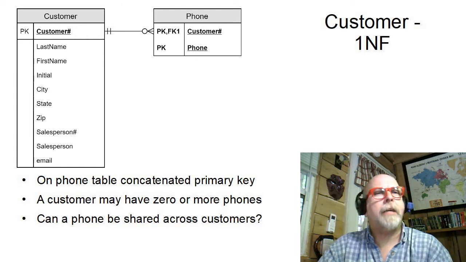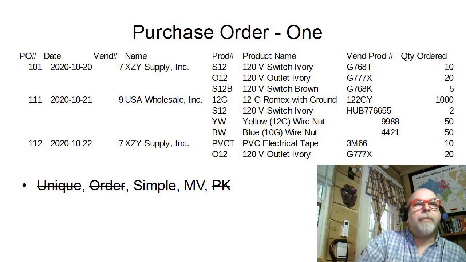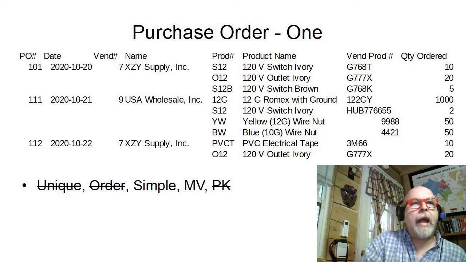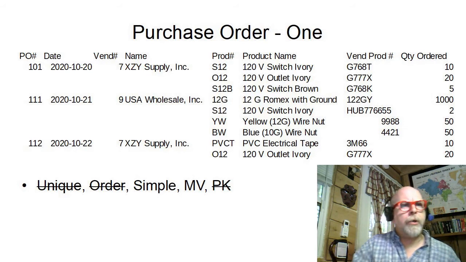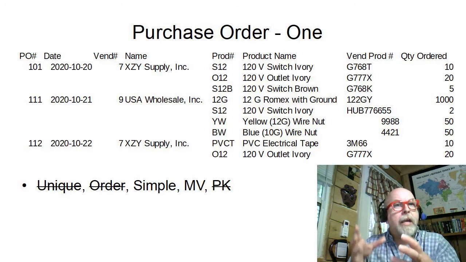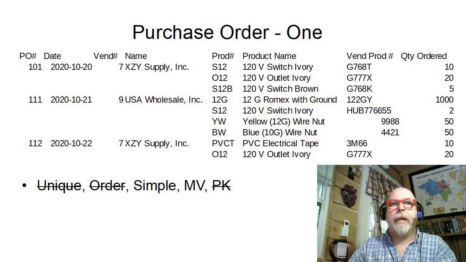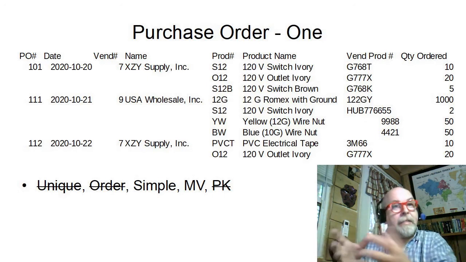So that's the customer example. Let's look at another example. In this example, and you'll see this example through first normal, second normal, and third normal, we have a customer that wants to track its purchases. A purchase order is a document that a business creates, well, lots of businesses create when they want to buy something. And a purchase order says to a vendor, hey, I want to buy these things from you.